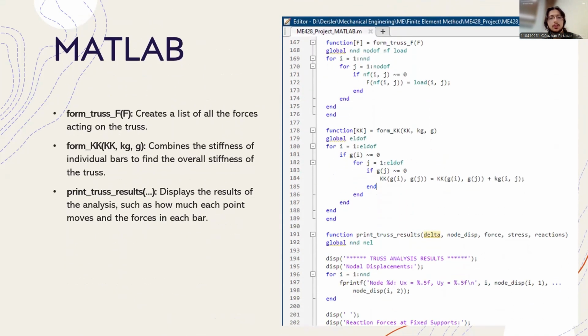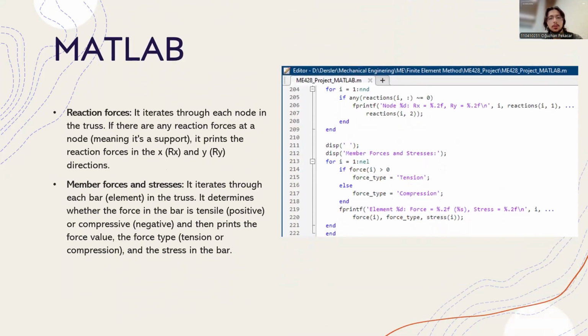Here are the MATLAB function definitions. Form truss F: this function creates a list of all external forces acting on the truss structure. Form K: this function combines the stiffness of all the individual bars to determine the overall stiffness of the entire truss. Print truss results: the function neatly displays all the results of our analysis, such as the movement of each point and the forces in each bar.